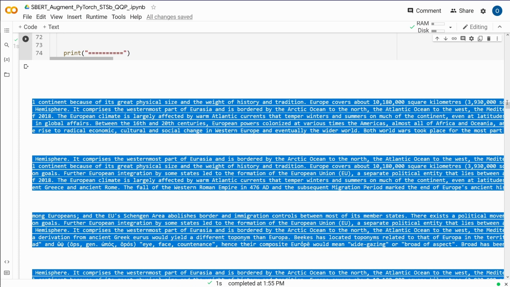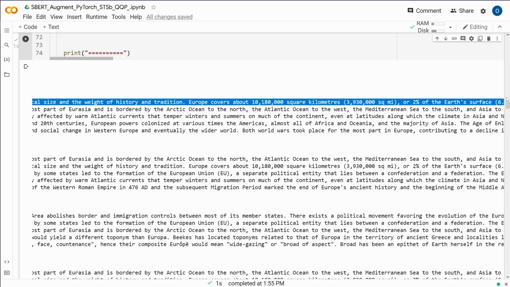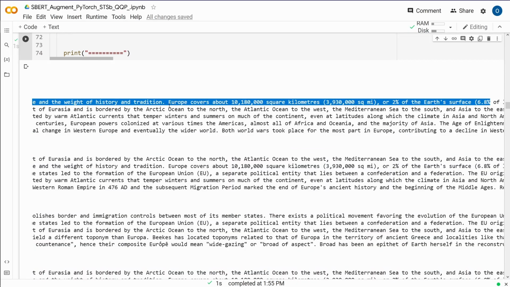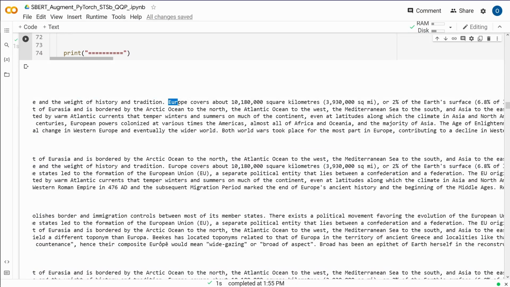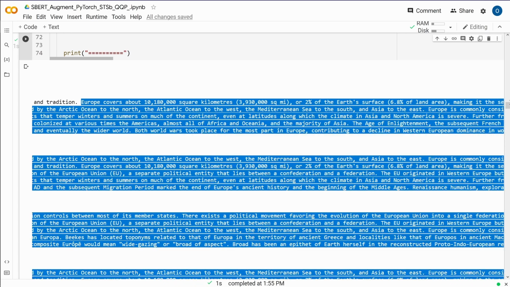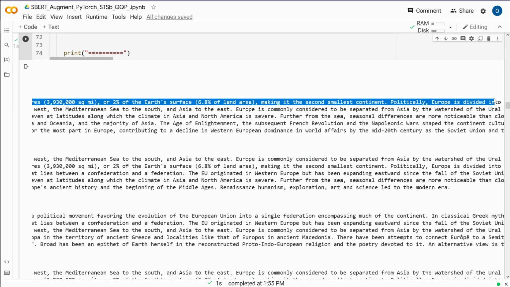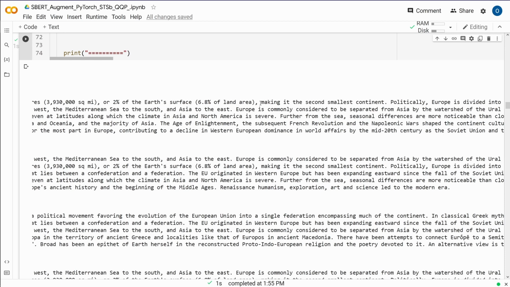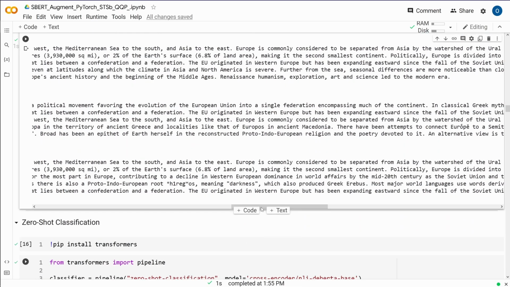Here we go. Now in the 3rd sentence we have now our answer. Europe covers about 10 million square kilometers, or 4 million square miles, or 2% of the Earth's surface, or 6% of the land area, making it the second smallest continent. And then it goes on. Politically, Europe is something.